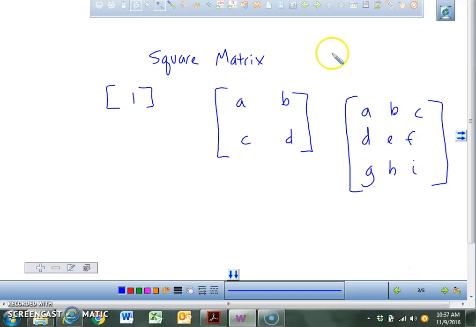So a square matrix is any matrix that's in the form of a square. This is a 1 by 1. That's a 2 by 2. That's a 3 by 3. You'll be working with 2 by 2s and 3 by 3s a lot when you're working with matrices. Okay?